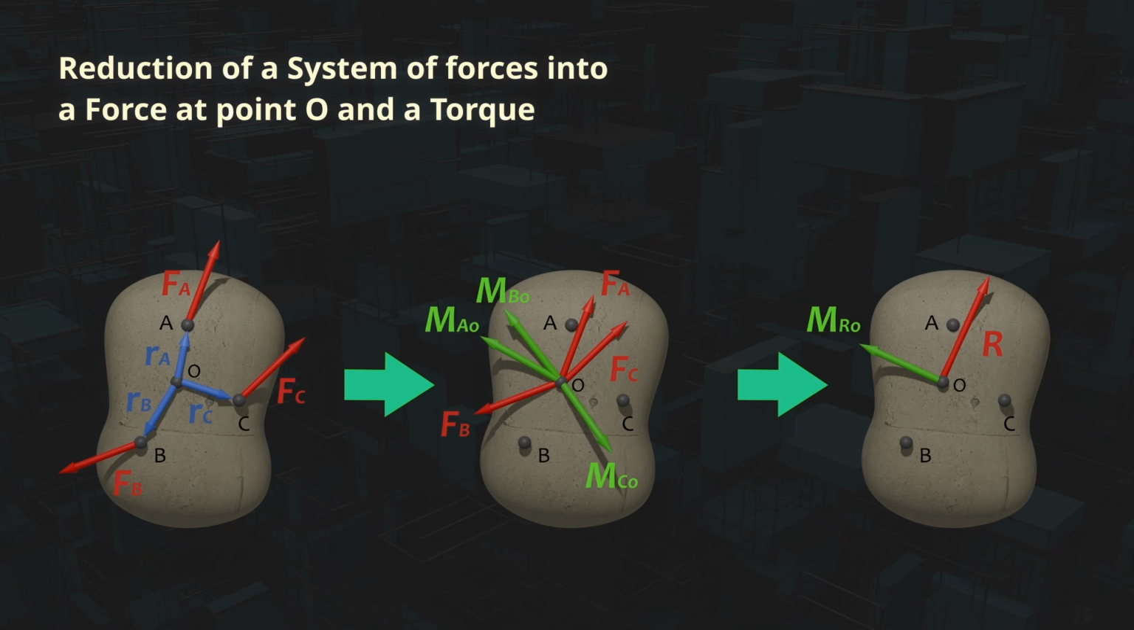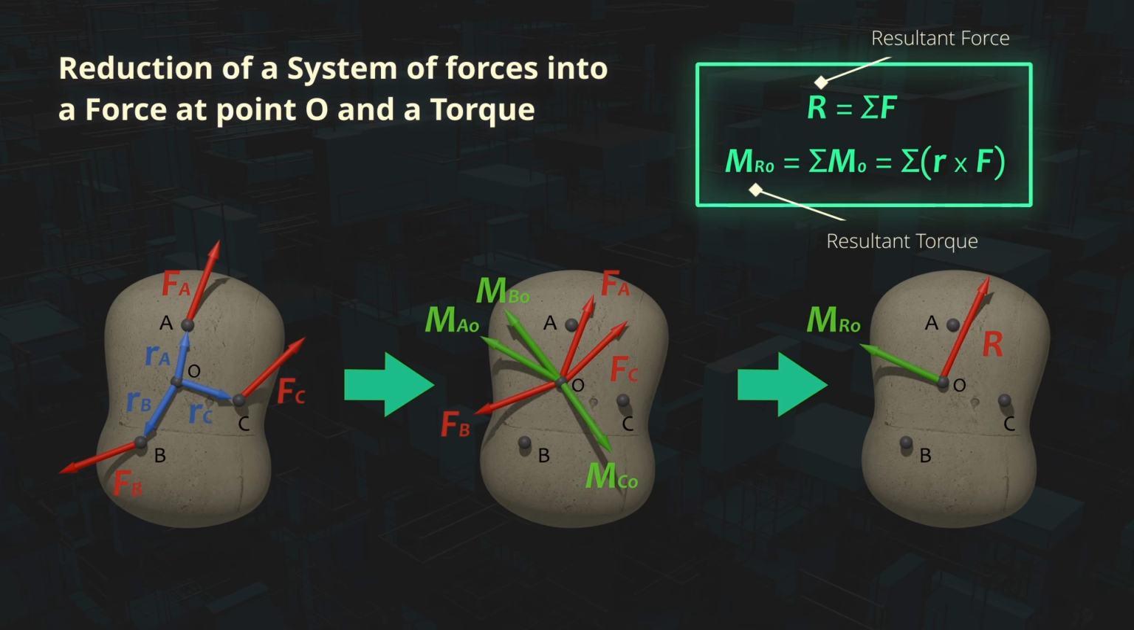The resulting force is the vector sum of all the forces in the system. The moment of the resulting torque is equal to the sum of the moments of each force with respect to point O. The reduction of a system of forces to a force and a torque is a fundamental technique for simplifying the analysis of complex force systems.